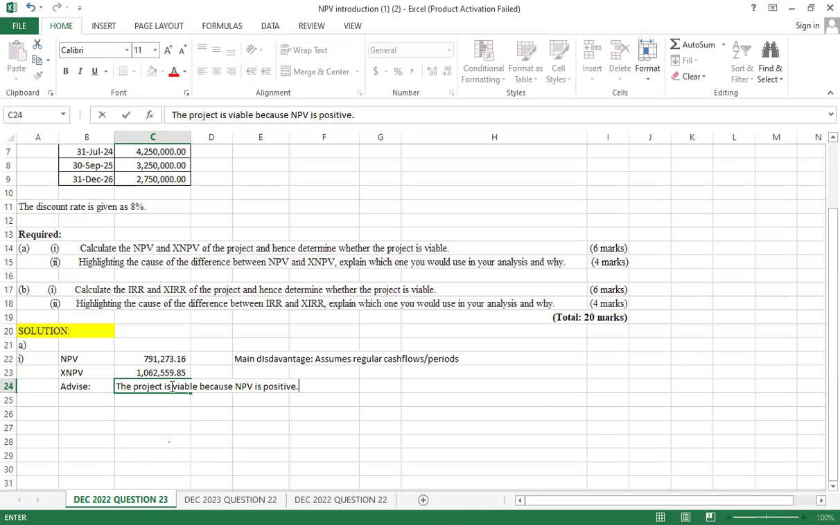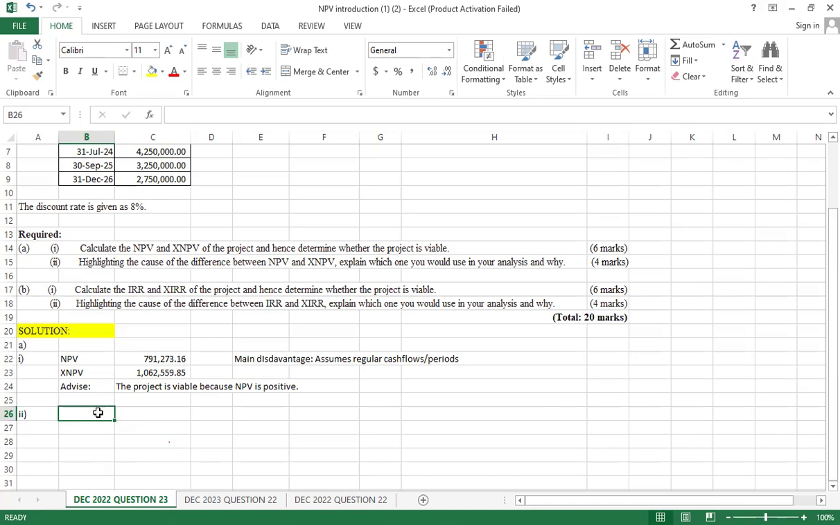All right, let's proceed on to part B. Sorry, we have part A number 2. What does part A number 2 say? Highlight the cause of the difference between NPV and XNPV. Explain which one you'd use in your analysis and why.